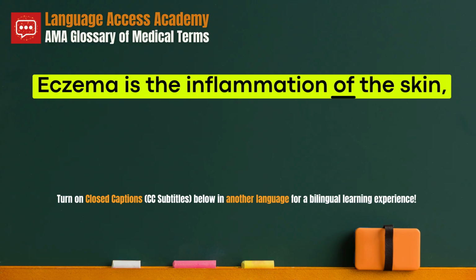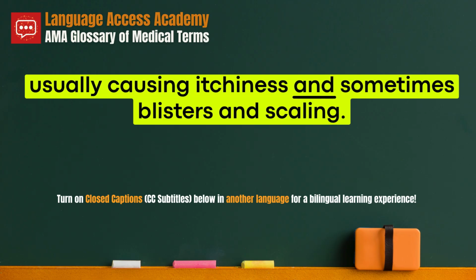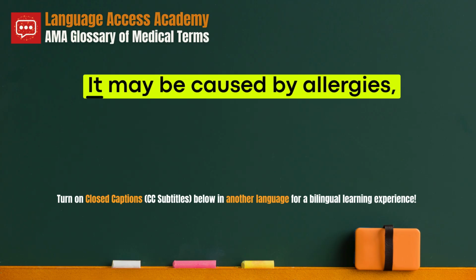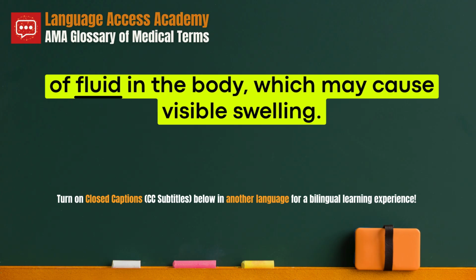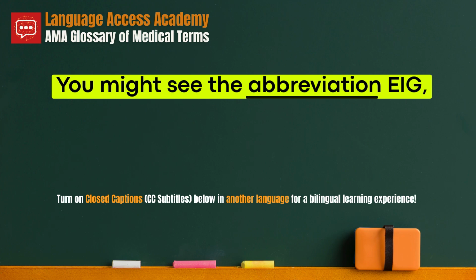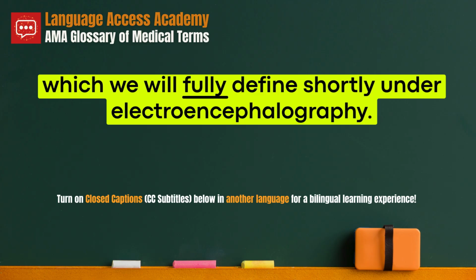Eczema is the inflammation of the skin, usually causing itchiness and sometimes blisters and scaling. It may be caused by allergies, but it often occurs for no apparent reason. Edema is an abnormal buildup of fluid in the body, which may cause visible swelling. You might see the abbreviation EEG, which we will fully define shortly under electroencephalography.